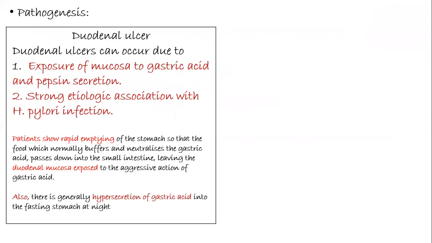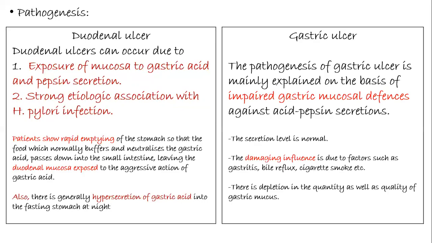Now we'll see the pathogenesis. Duodenal ulcers occur due to exposure of the mucosa to gastric acid and pepsin secretion. There is a strong etiological association with H. pylori infection. The patients show rapid emptying of the stomach, so that the food which normally buffers and neutralizes the gastric acid passes into the small intestine, leaving the duodenal mucosa exposed to the aggressive action of the gastric acid. Also, there is generally hypersecretion of gastric acid into the fasting stomach at night.